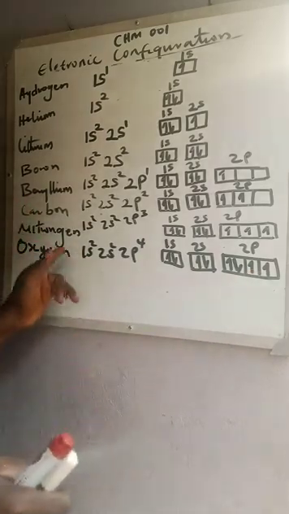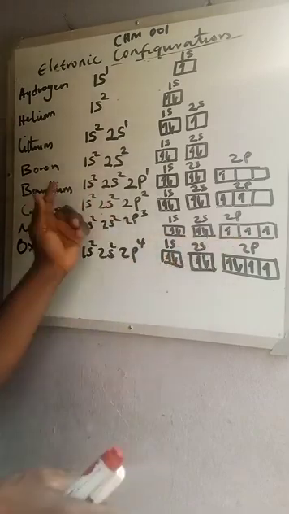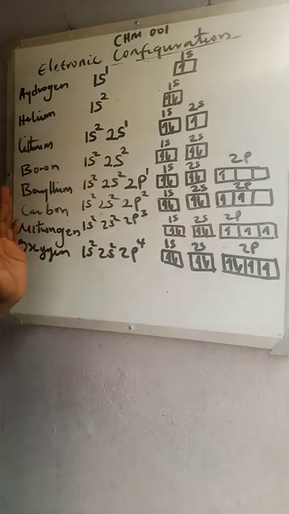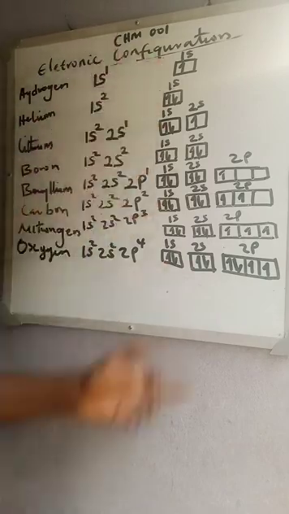So how many unpaired electrons are there in oxygen? 2. How many unpaired electrons are there in nitrogen? 3. How many unpaired electrons are there in carbon? 2. Are we okay now? So this is the linear configuration of elements. This is the block configuration of elements.